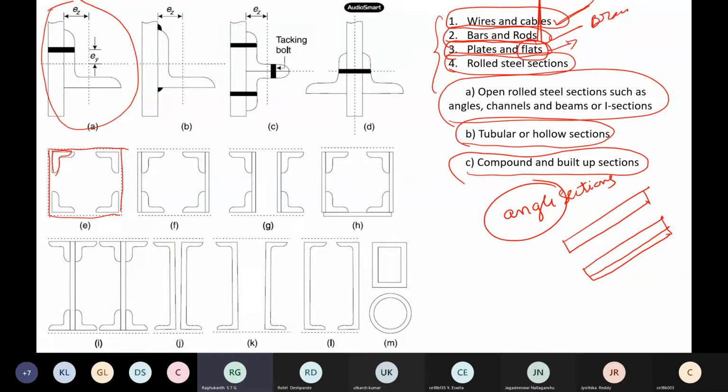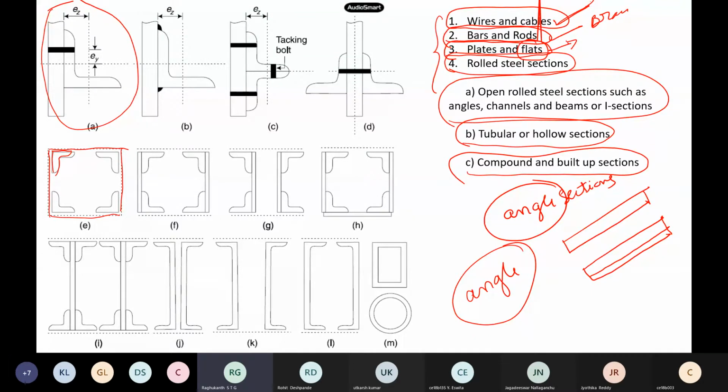Then plates and flats also, rolled steel sections, everything in the steel tables. But whenever you see any truss, or any bridge in railway stations, like the footbridge to cross the platforms, you will see that angle sections are the ones most widely used nowadays. Of course angle sections have eccentricity and other issues, but they give more rigidity also, so they are preferred nowadays.